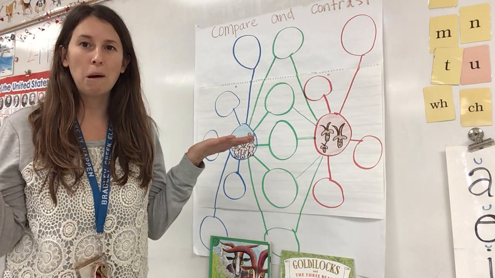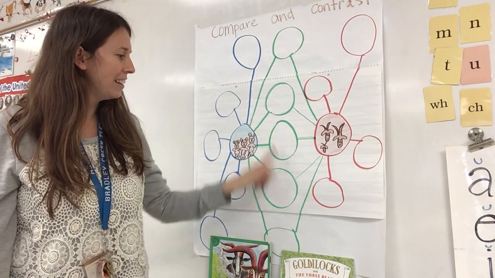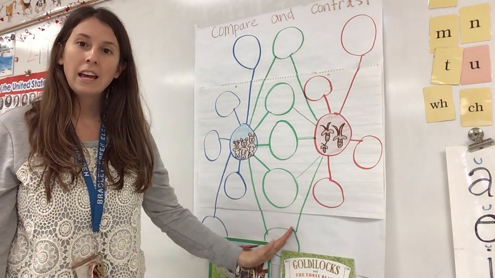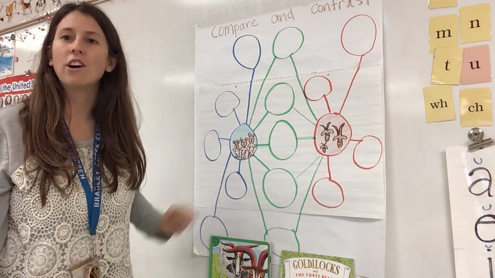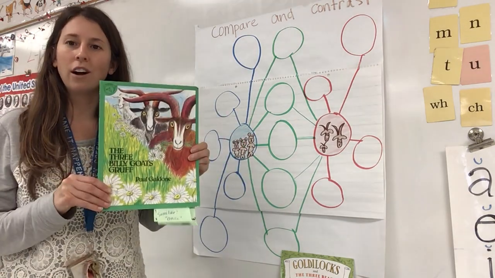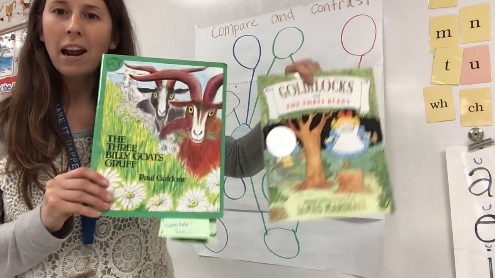Why do you think it's called a bubble map? Yeah, do you see the little bubbles everywhere? Right. So the green bubbles mean that they're similar, and then the red and the blue mean that the details are different. Okay, we are going to read The Three Billy Goats Gruff, and we're going to compare it to Goldilocks and the Three Bears.